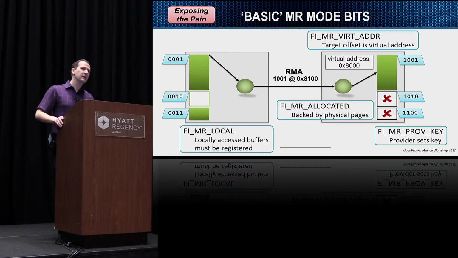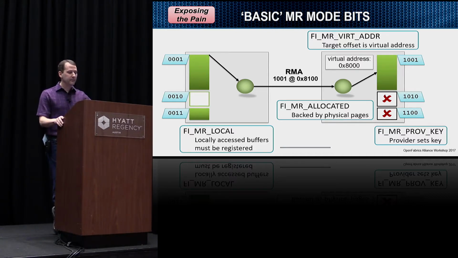And then how do you identify the offset into a region? We mentioned the key is really identifying the region. How do you find the offset? Are you using the virtual address as a starting point, or are you using a 0-based address? The virtual address mode would be based on the virtual address of the registration. Otherwise, if that bit's not set, it assumes a 0-based offset.